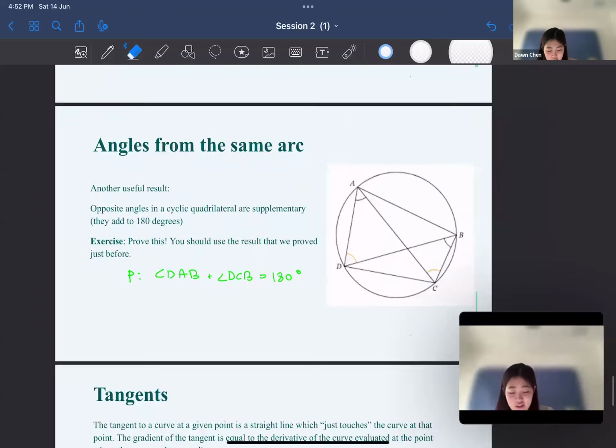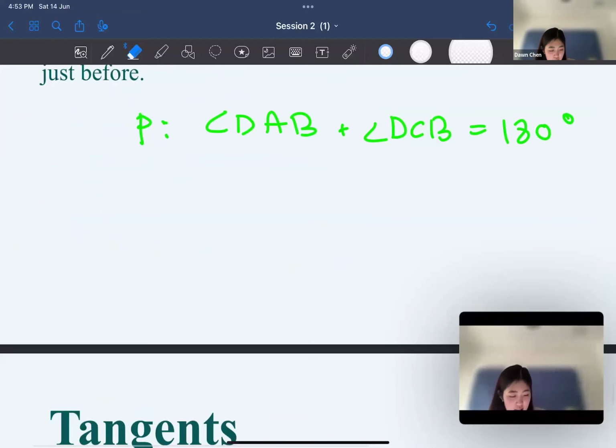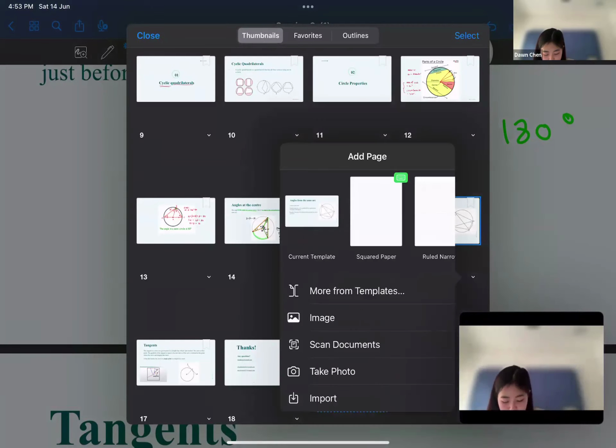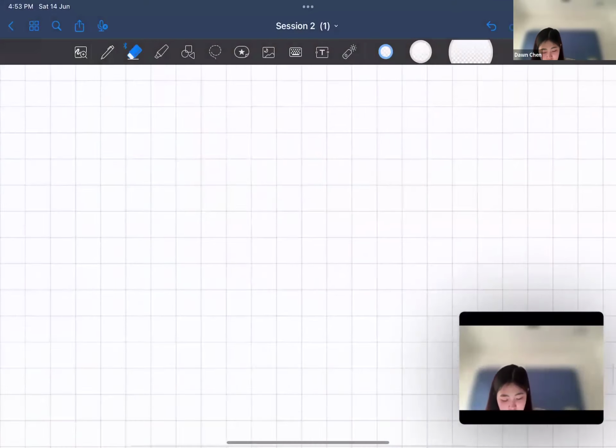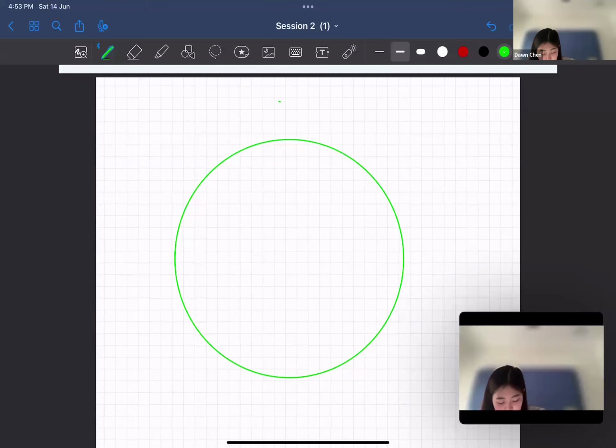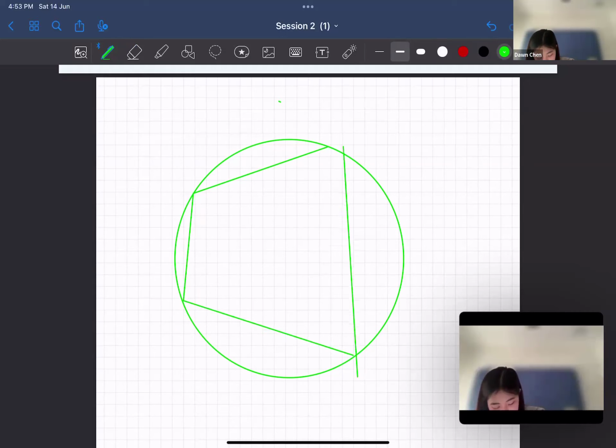It doesn't have to be. I could draw another diagram for you guys that might look a little bit less deceiving. Something like this. Say we have a circle, and this would also be a cyclic quadrilateral. And we can clearly tell that we don't have any 90 degrees in here.